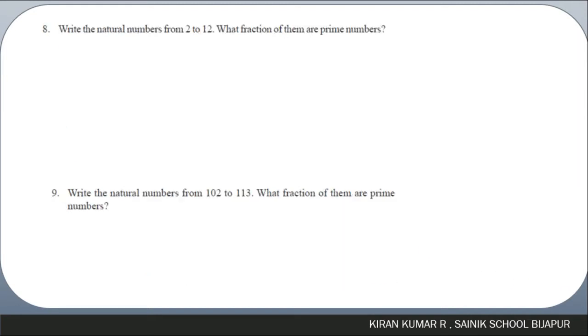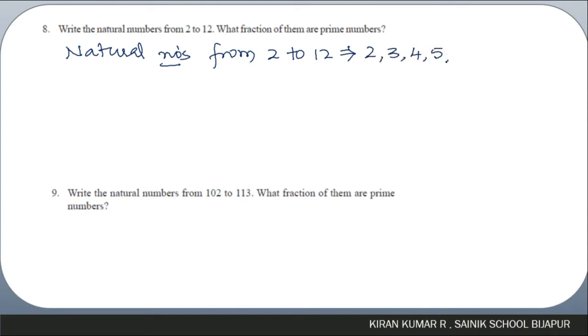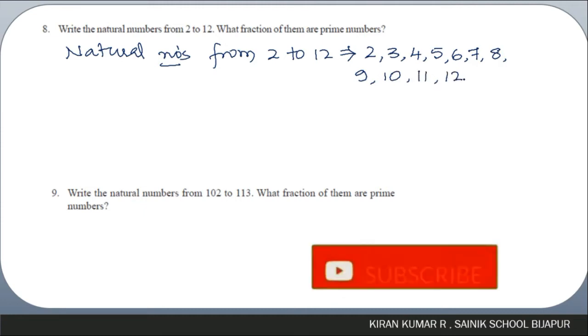Question number 8. Write the natural numbers from 2 to 12. What fraction of them are prime numbers? The natural numbers from 2 to 12 are 2, 3, 4, 5, 6, 7, 8, 9, 10, 11 and 12.